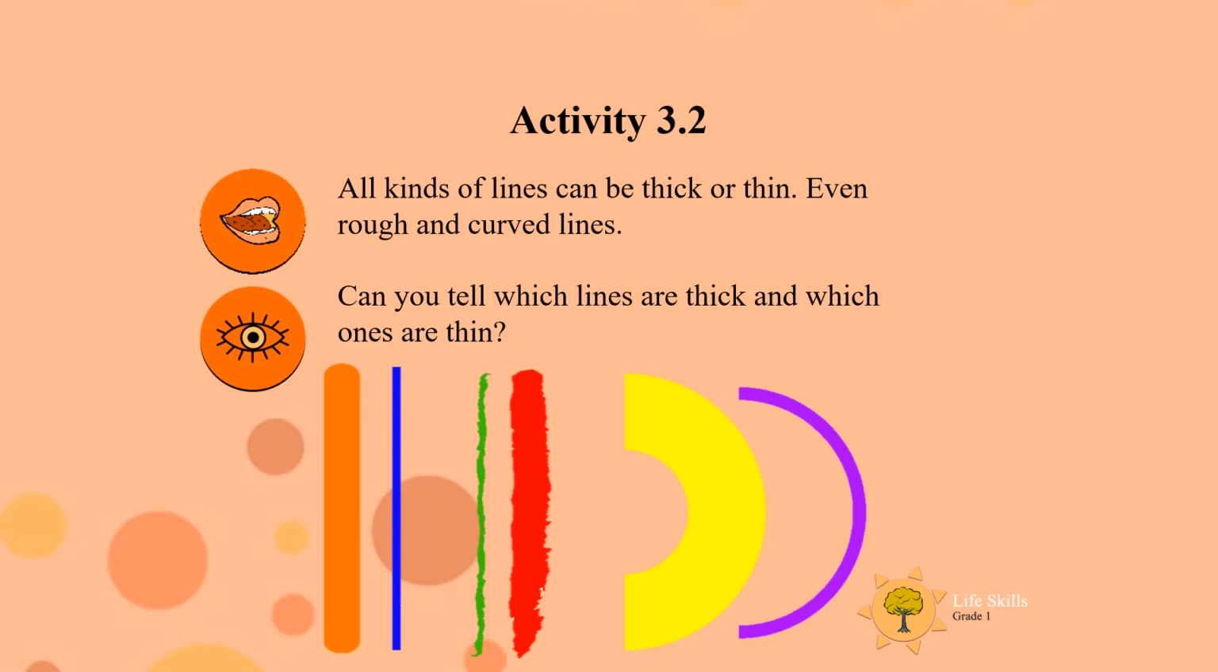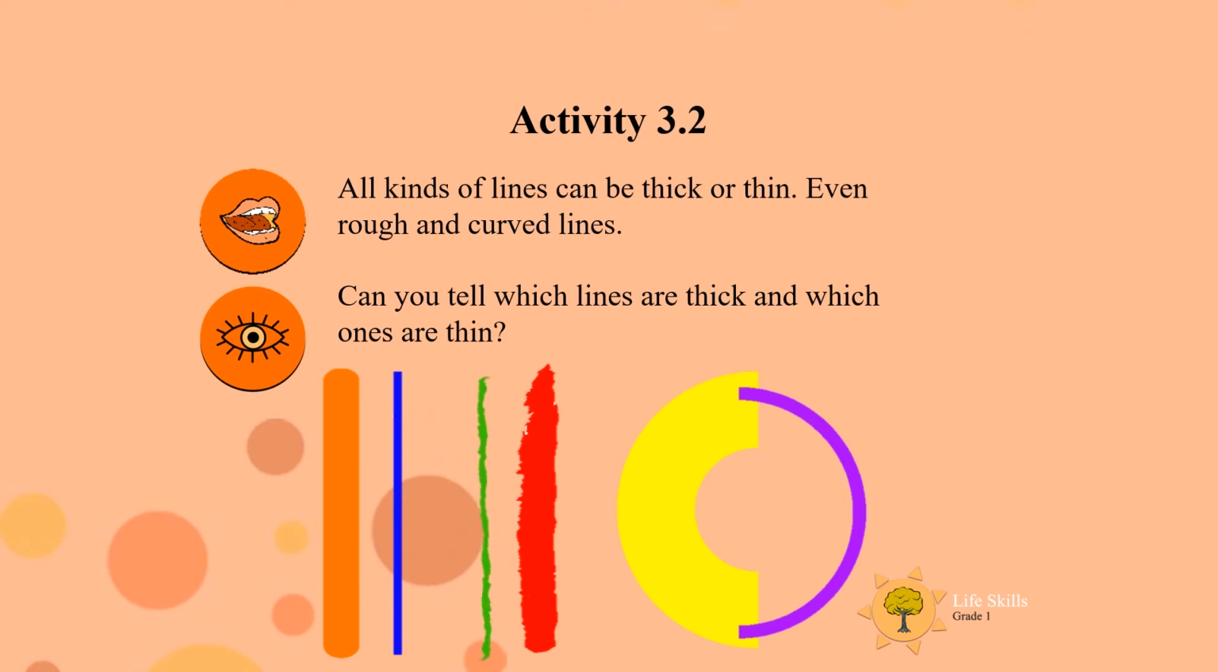Very good. Let's see if you got these lines right. The thick lines include the orange line, the red line, and the yellow line. The thin lines include the blue line, the green line, and the purple line.